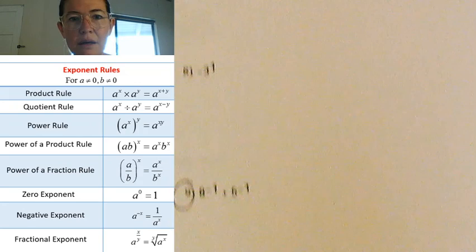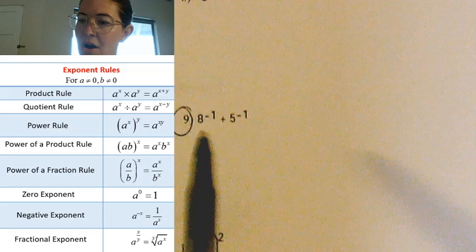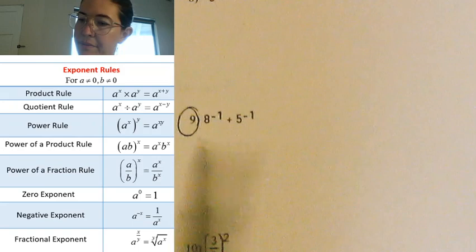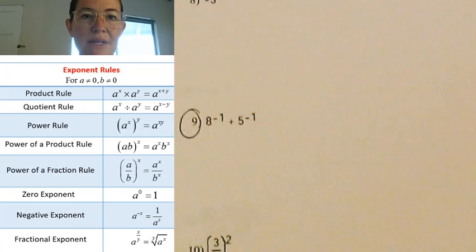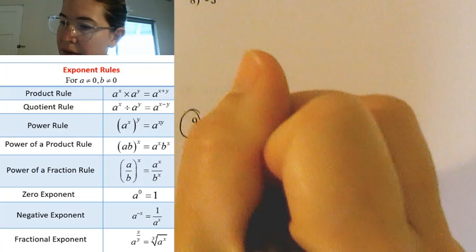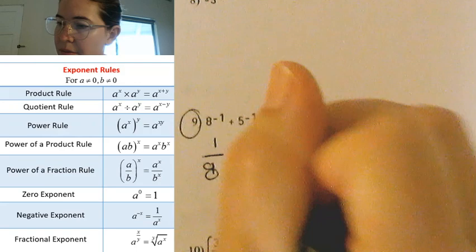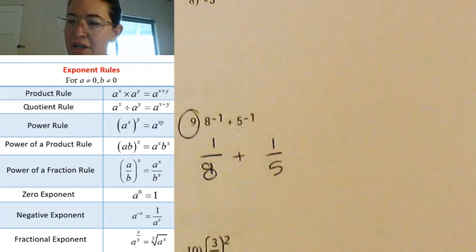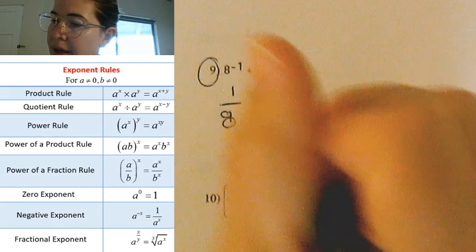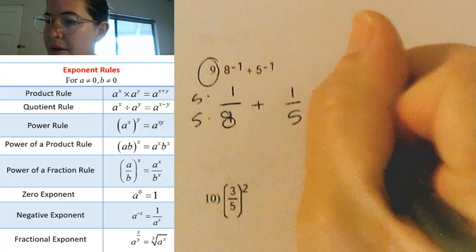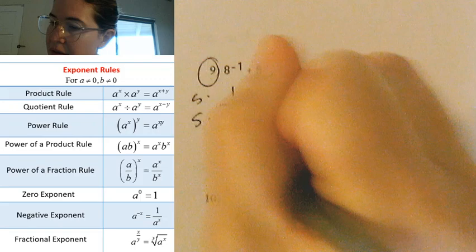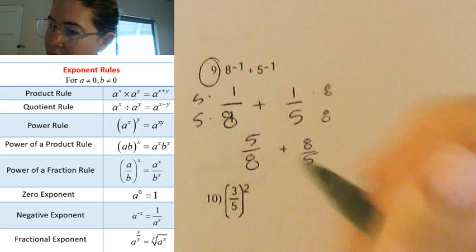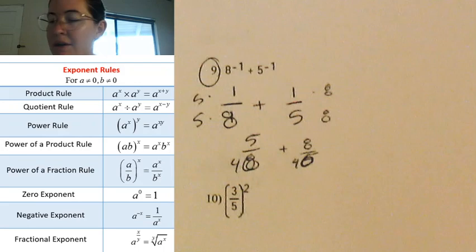So on this one, the bases aren't the same, so I can't add those up. What I need to do is evaluate each of these. So I'm gonna rewrite this one using our negative exponent rule. And that's going to be 1 over 8 plus 1 over 5. And we're going to have a fraction here. So we just need to get a common denominator, just like any other fraction you're adding together. They don't have anything in common, so I'm going to just multiply top and bottom by 5, top and bottom by 8. And we're going to have 5 eighths plus 8 fifths. Oh, I'm sorry, 40ths. And now that they do have a common denominator, we're going to have 13 40ths is our beautiful little answer.